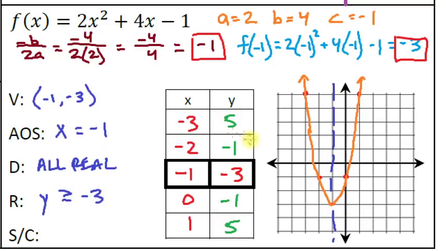And the last thing: is this stretched or compressed? You can see the a value is positive 2. That's greater than 1. That means our parabola is being pulled up or stretched. So I'm going to write this is a stretch.